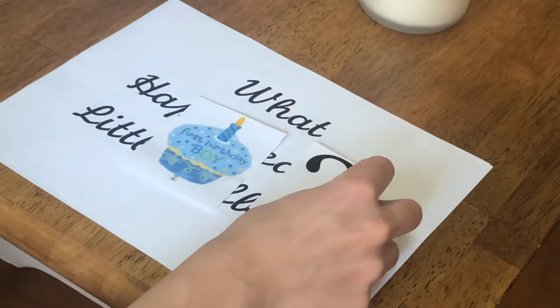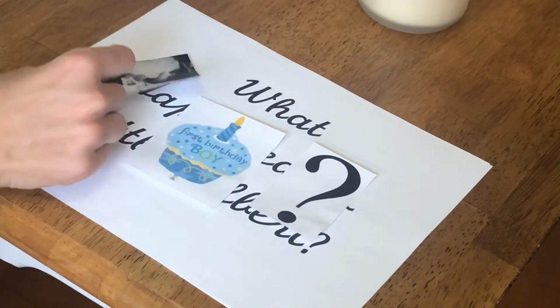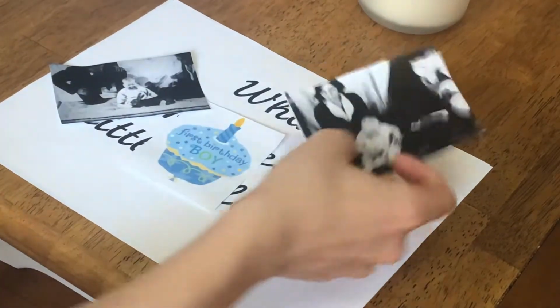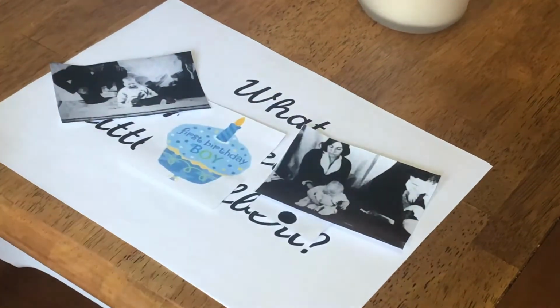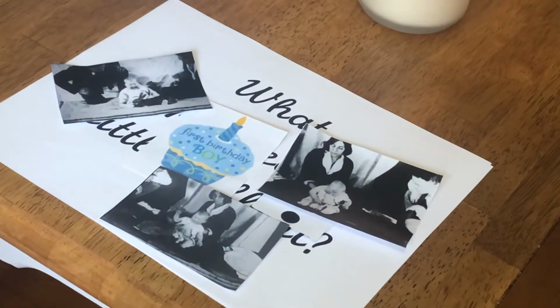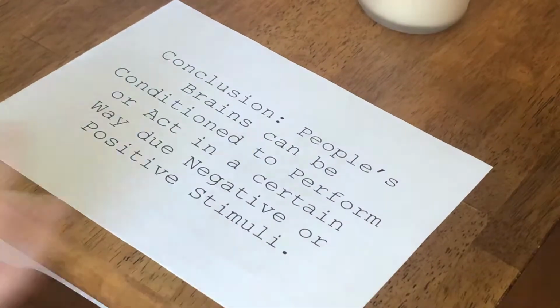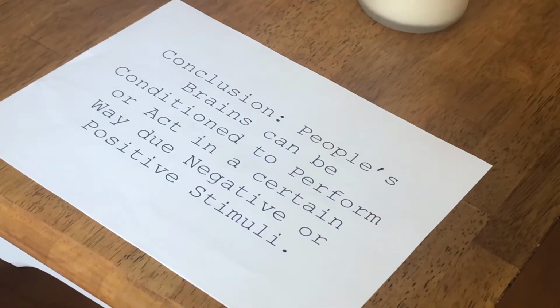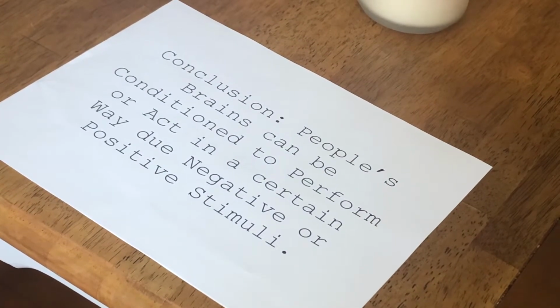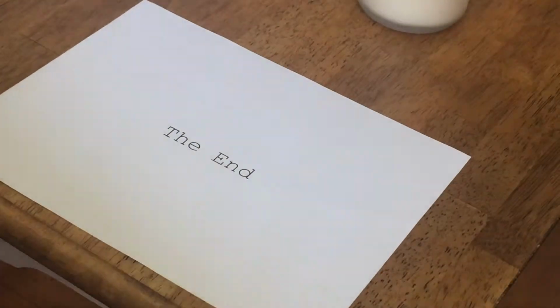However, many, including myself, find this hard to believe, especially since there are pictures of the experiment that show a woman holding little Albert. But nobody knows for sure. In conclusion, people's brains can be conditioned to perform or act in a certain way due to negative or positive stimuli. The end.